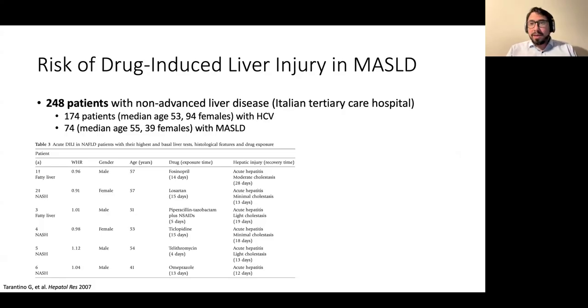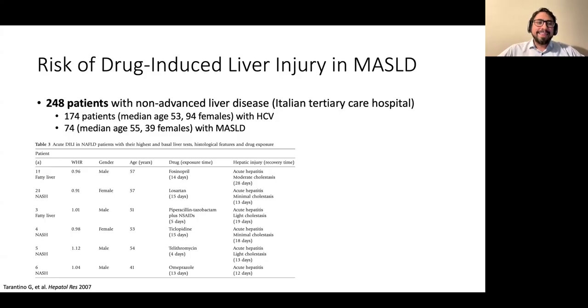So we reviewed several mechanisms of liver injury and steatotic liver disease, and how these mechanisms interact in different ways to observe hepatic steatosis in clinical practice. But what happens in those individuals who already have MASLD and are taking medication?